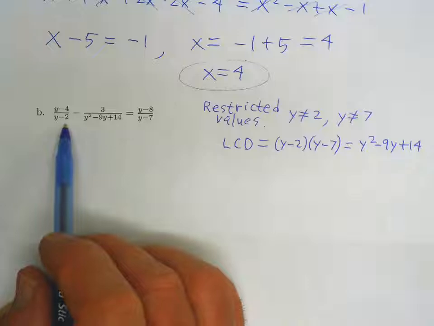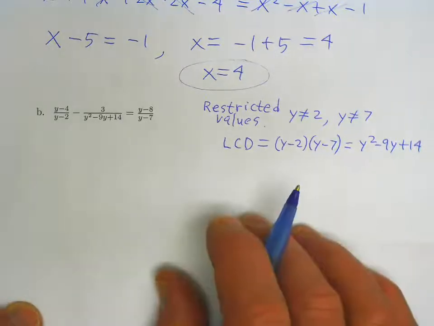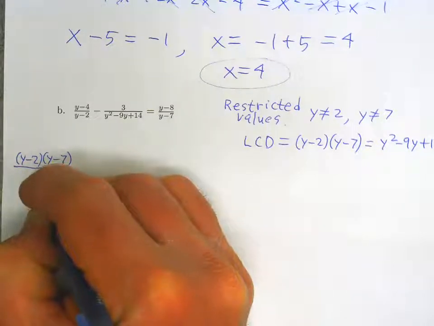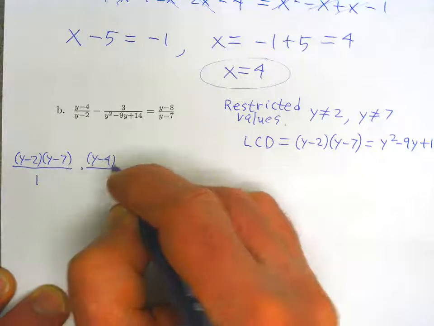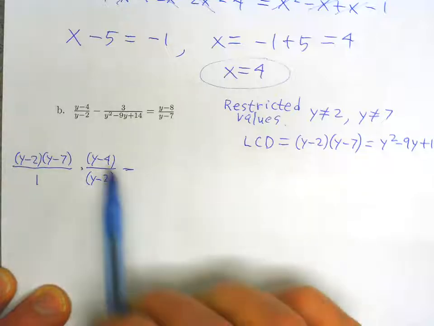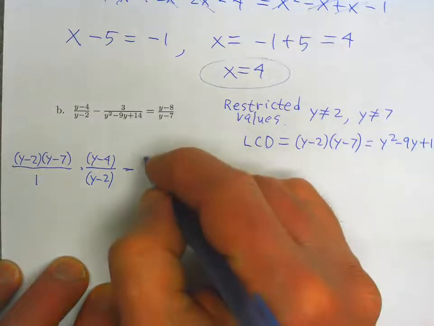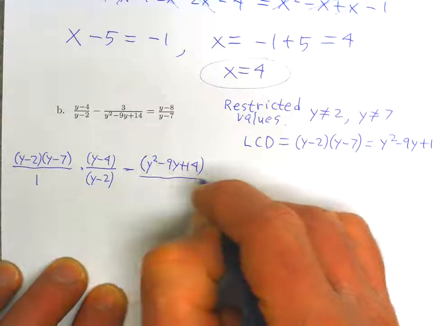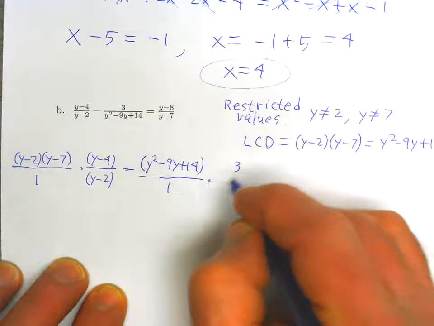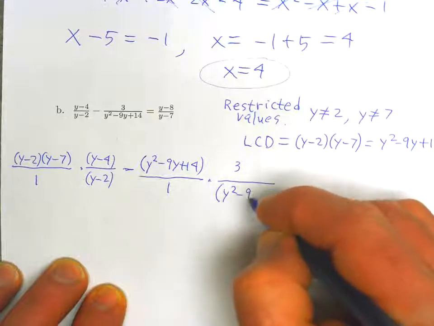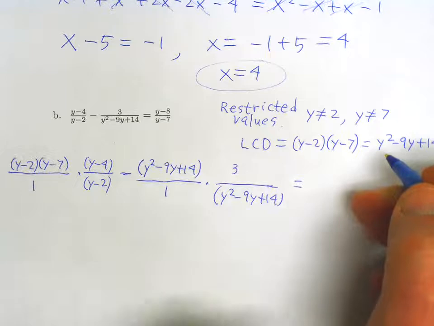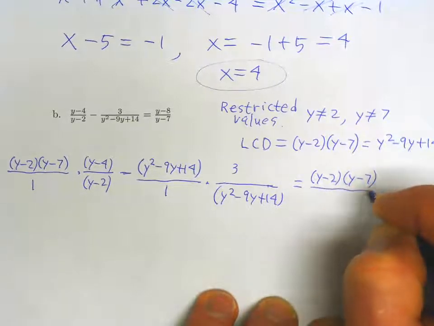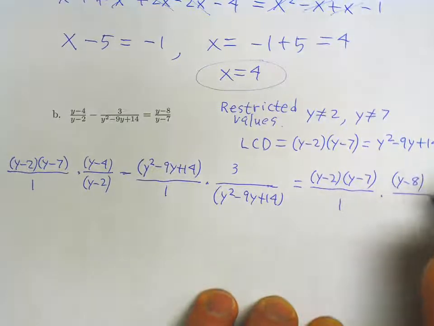Okay, so multiply y minus 4 over y minus 2 by y minus 2 times y minus 7. So we'll get y minus 2 times y minus 7 over 1 times y minus 4 over y minus 2. And then minus, break down the minus sign. And this time I'll use the expanded form of the least common denominator, the y squared minus 9y plus 14 over 1 multiplied by 3 over y squared minus 9y plus 14. Then on the right-hand side, I'll use the factored form of the common denominator, y minus 2 times y minus 7 over 1 times y minus 8 over y minus 7.